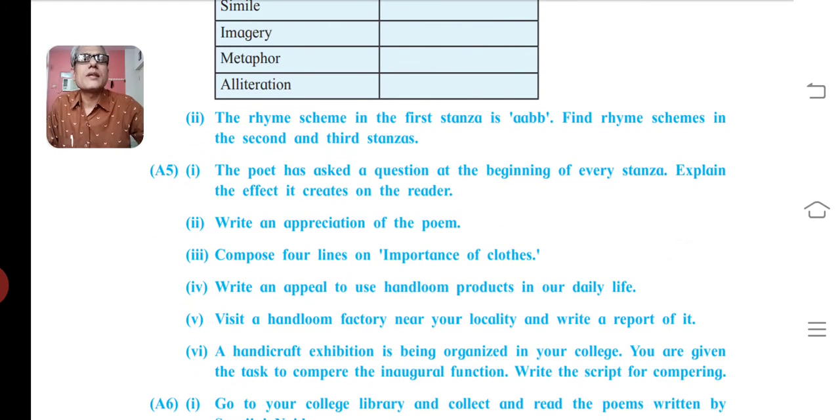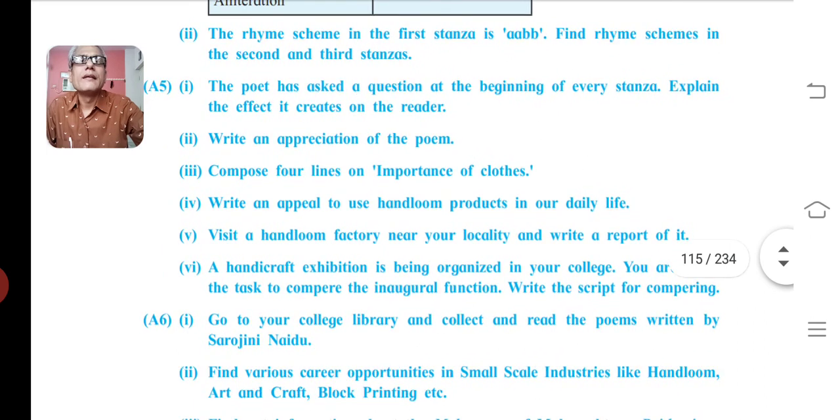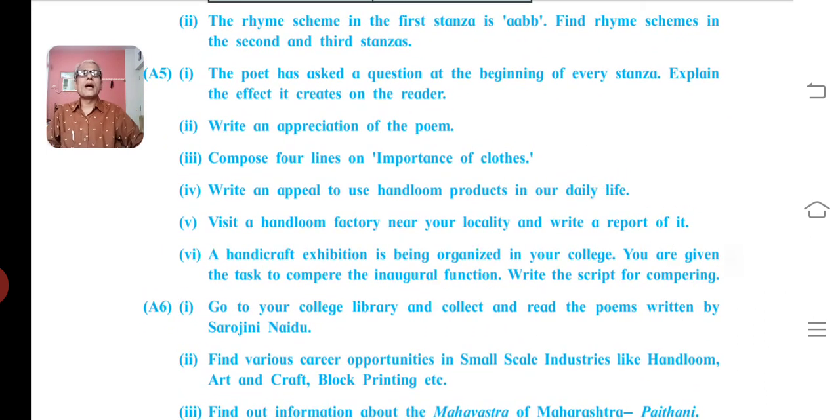Now the rhyme scheme in the first stanza is AABB. Find the rhyme schemes in the second and the third stanza. Actually, this is also done by me in detail, but here again for you I repeat it. The rhyme scheme of the second stanza is also AABB, and the rhyme scheme of the third or final stanza is also the same, and that is AABB.